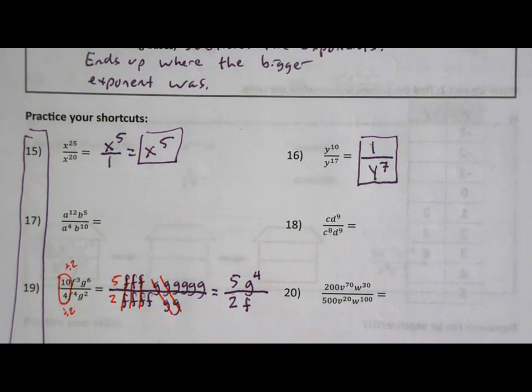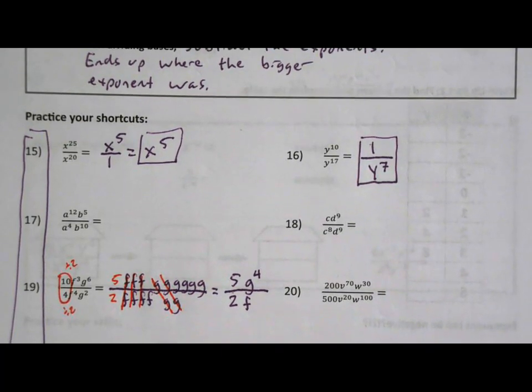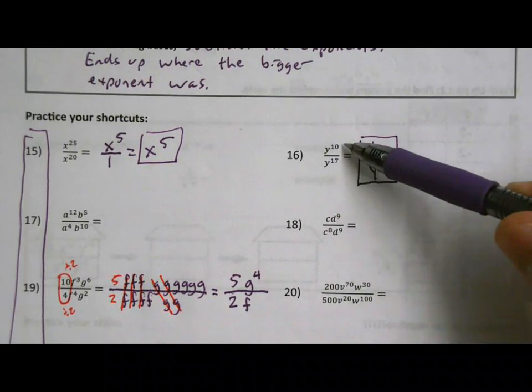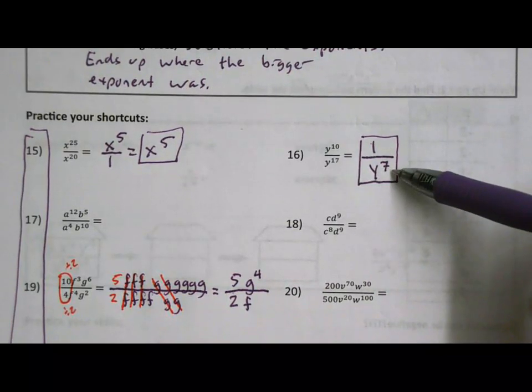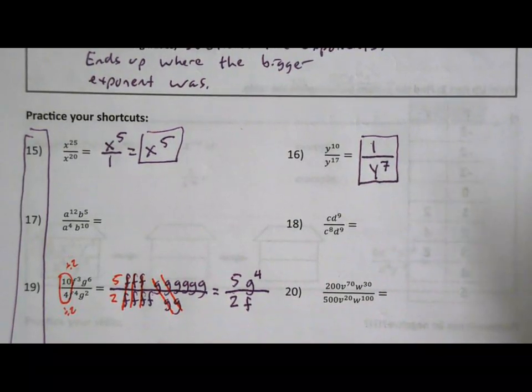All right, you get the idea? So we're basically just subtracting the exponents. You thought in your head 17 minus 10 is what gave you that 7. It was the bigger amount on the bottom, so that's where we left them. You got it? All right, you're all caught up.